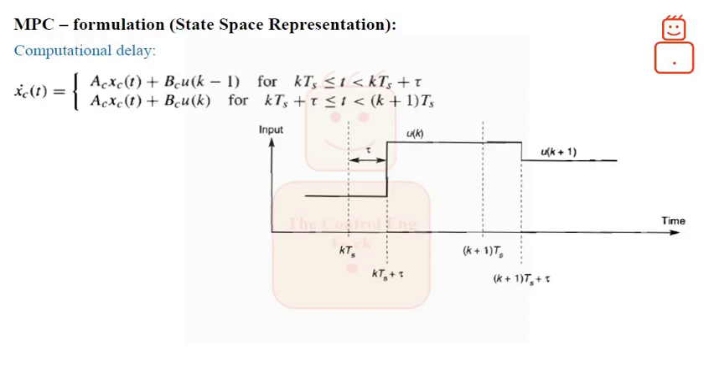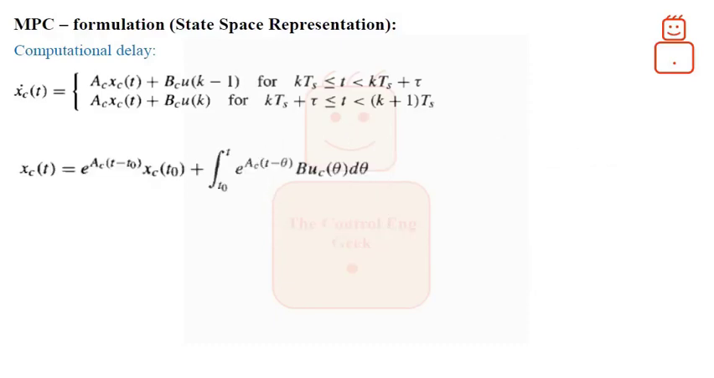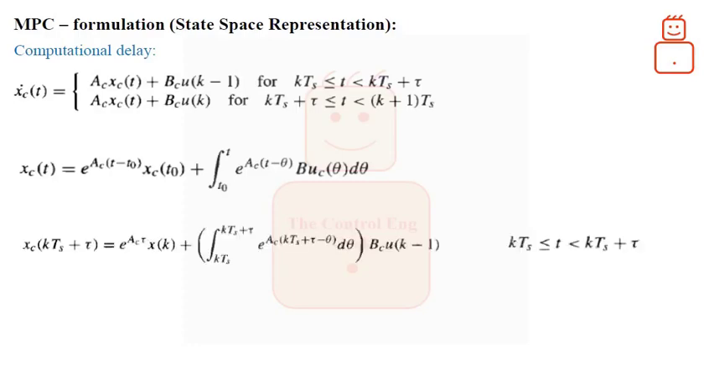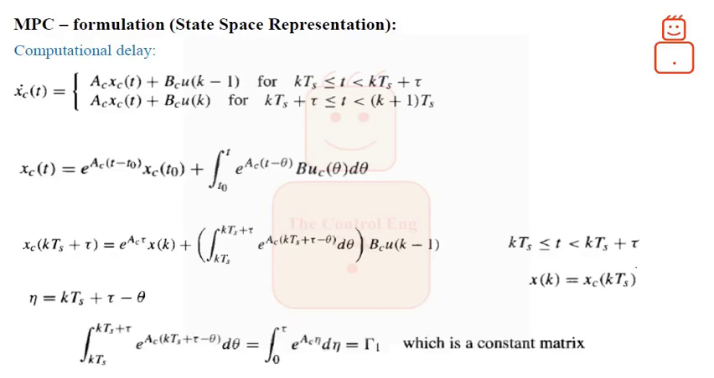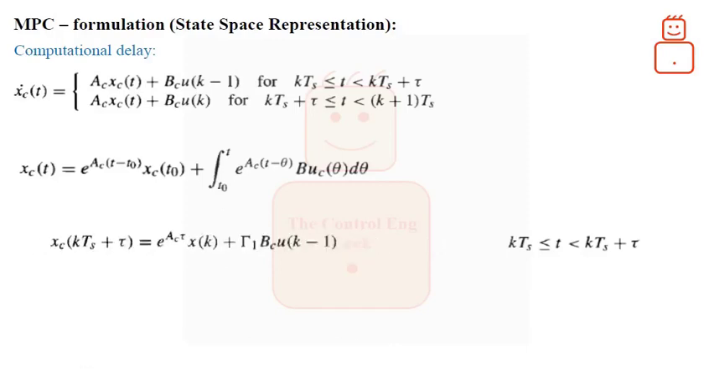Solution of this state space is given by the following expression, where t sub 0, which is less than t, is the initial time, whereas xc of t0 is the initial state. Now, if we apply this solution over the interval shown as side, we can get the shown solution to the left where we have defined x of k as xc of kTs. Using change of variables zeta equal to kTs plus tau minus theta, it would be easy to show that. Here gamma 1 is a constant matrix and the corresponding equation above can be written as.